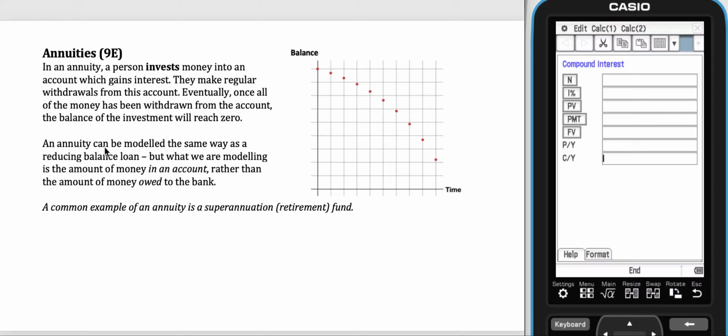An annuity can actually be modeled exactly the same way as a reducing balance loan, but it's kind of like the scenarios in reverse, because what we're modeling is the amount of our own money that's in the bank rather than the amount of the bank's money that we have to pay back. And a common example of an annuity in real life is a superannuation fund. So often when people retire, they'll have saved up a lot of money in their superannuation fund, and then to pay for their living expenses in retirement, once they stop working, they actually take money out of the superannuation fund, which is really an annuity.